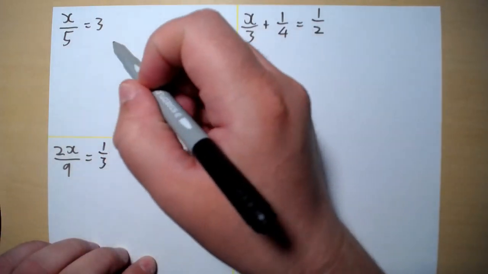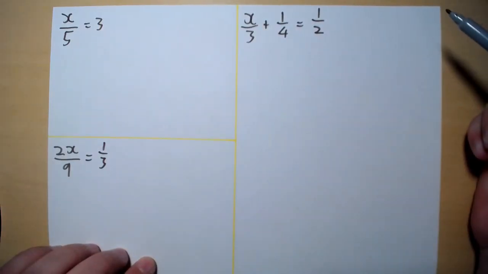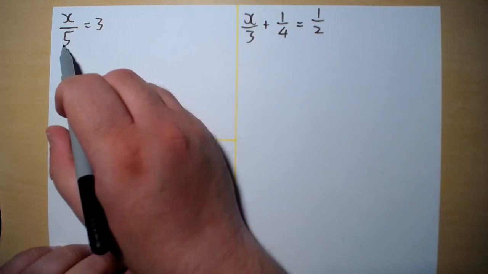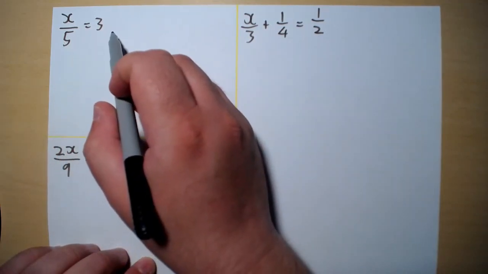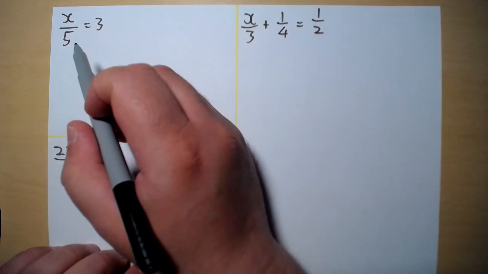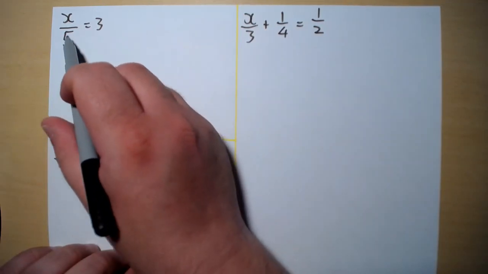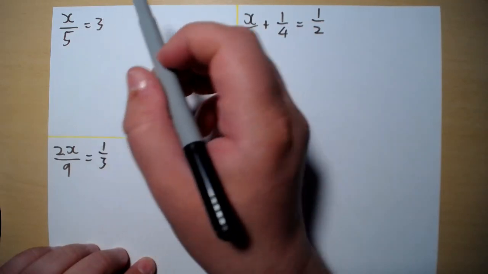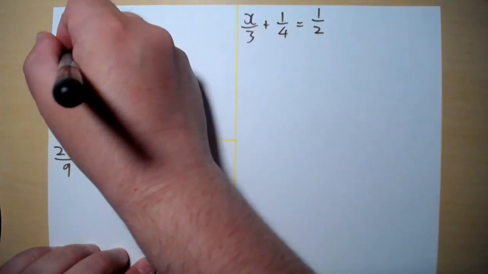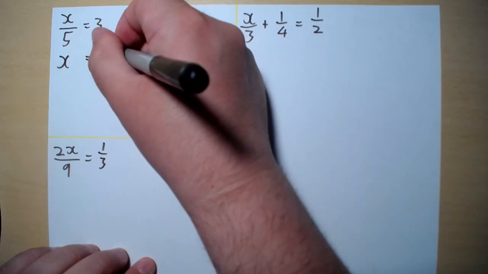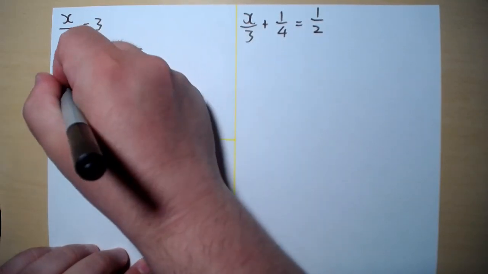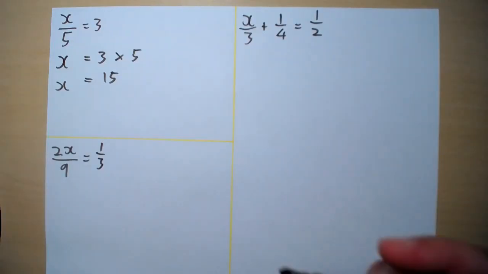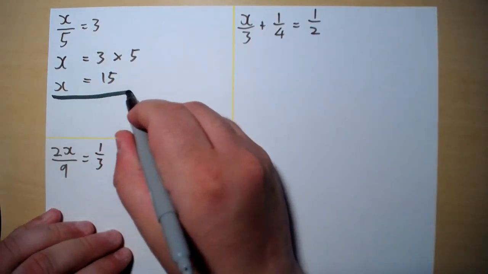Here we can use the same technique that we were using in the previous examples. In order to get rid of this division by 5, we put it on the other side, but we change the sign. We make the opposite. So if here x is being divided by 5, we put 5 on the other side, but we multiply with 5. So x will be 3 times 5. Therefore, x is 15. And that was quite a straightforward algebraic fraction.